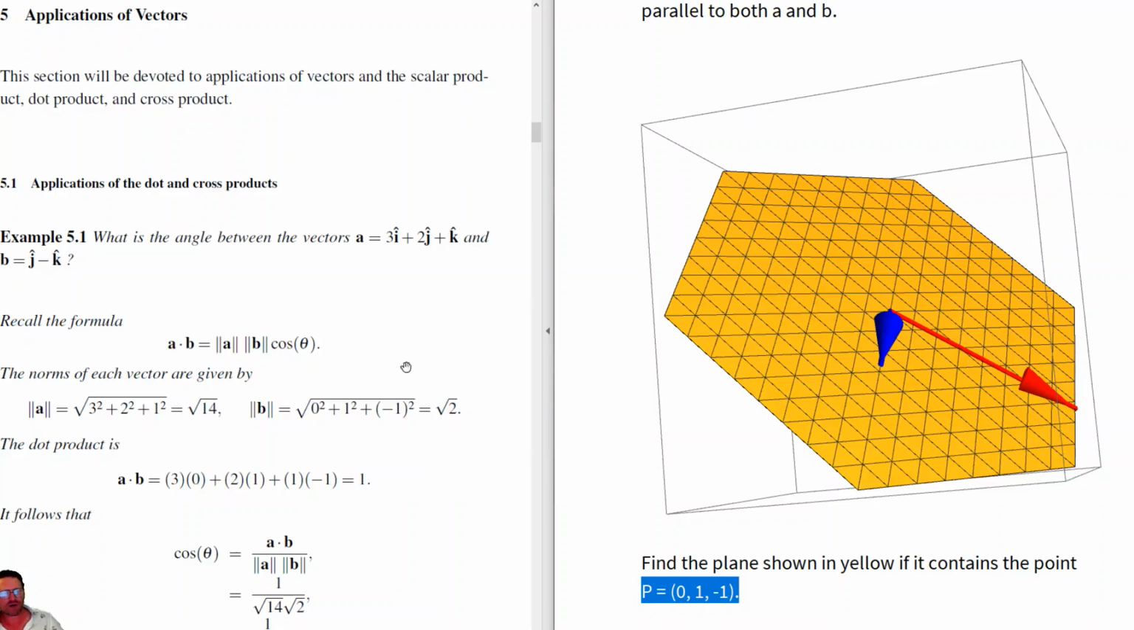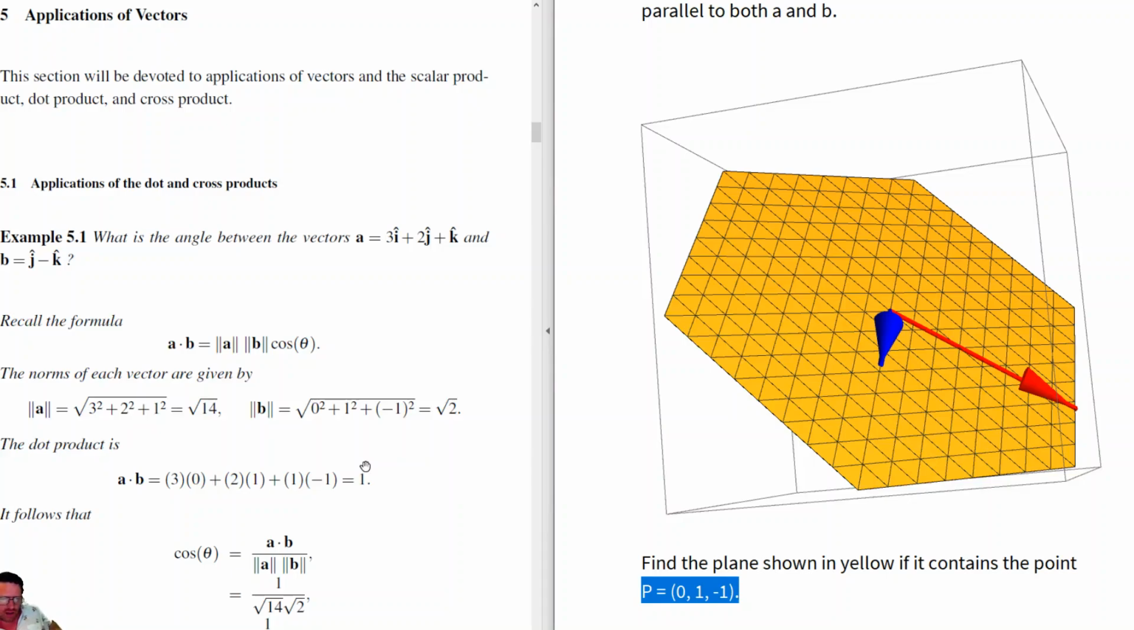All right, so how are we going to calculate the angle between these two vectors? Well, we've got this formula that we learned in the previous section, that a dot b is the norm of a times the norm of b times the cosine of the angle theta between a and b. So this angle in here from a to b and from b to a. Okay, so we calculate the norms of each of those vectors.